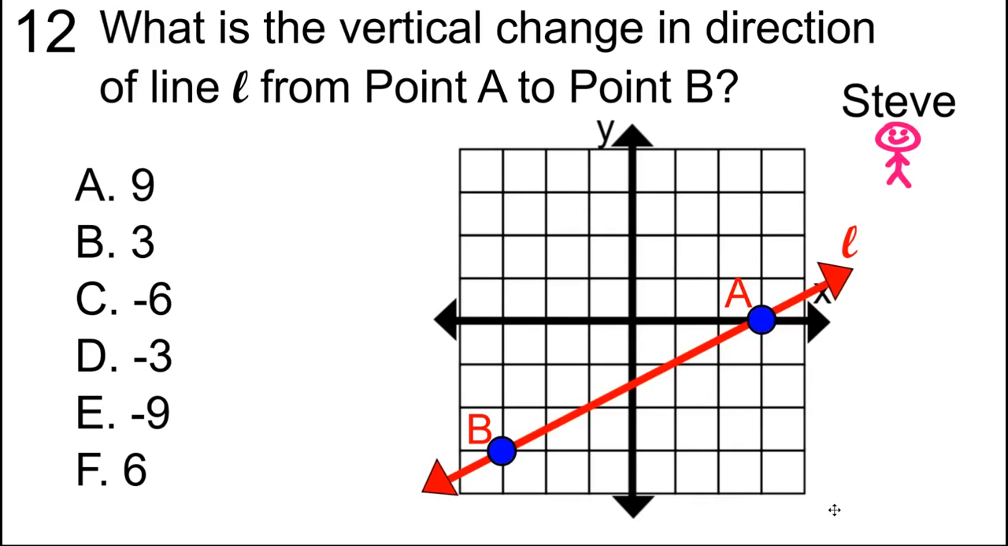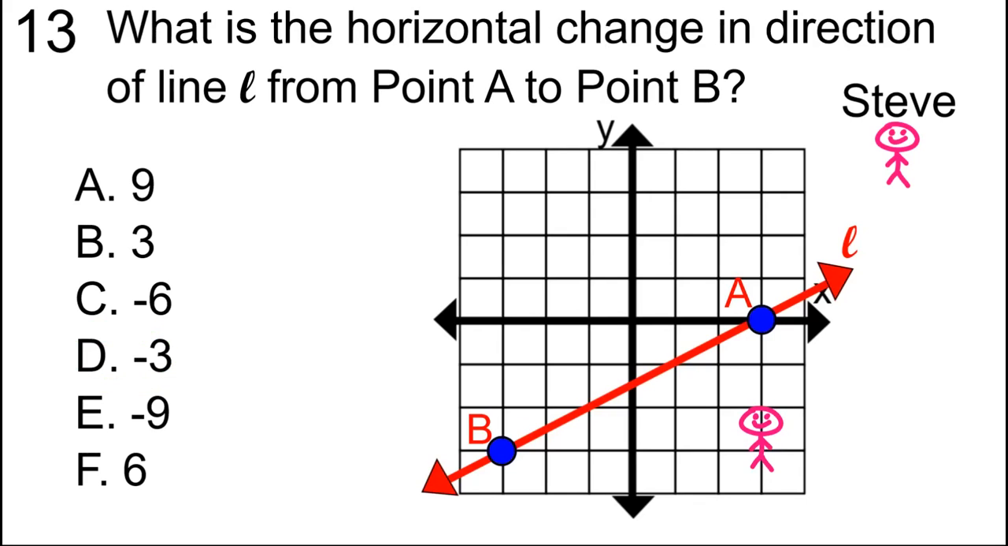Okay, we are beginning to know all about vertical and horizontal changes in direction and how they interact to form slope. In number 12, it looks like we're going backwards. Let's do the vertical change from A to B. It is down 1, 2, 3 spaces, which of course is -3. After going 3 spaces down, now we're going 1, 2, 3, 4, 5, 6 spaces to the left to get the horizontal change in direction, which is -6.